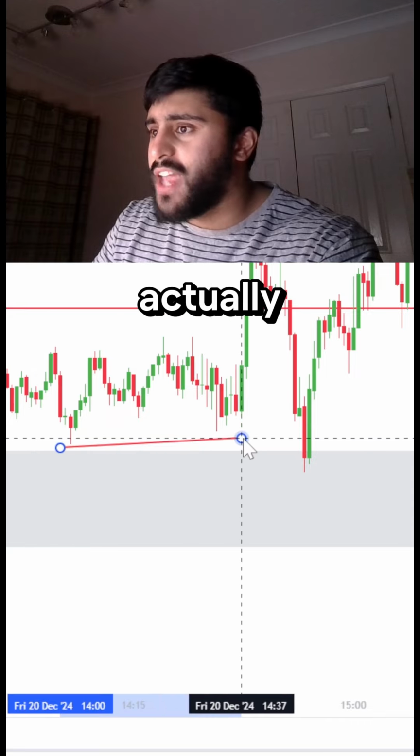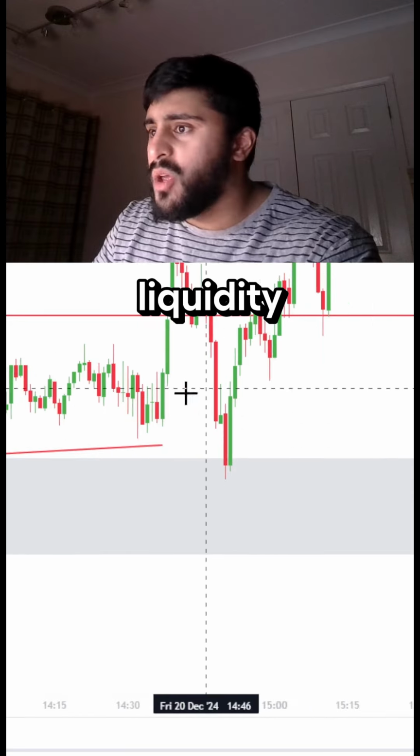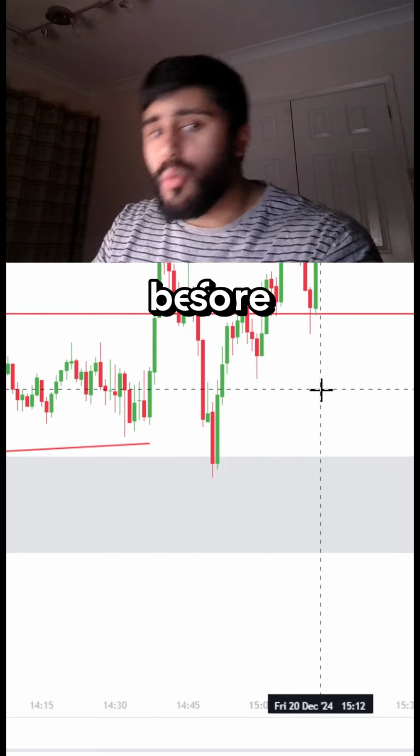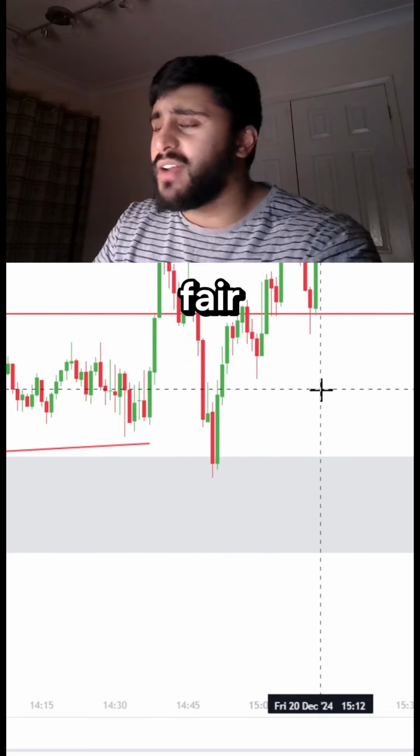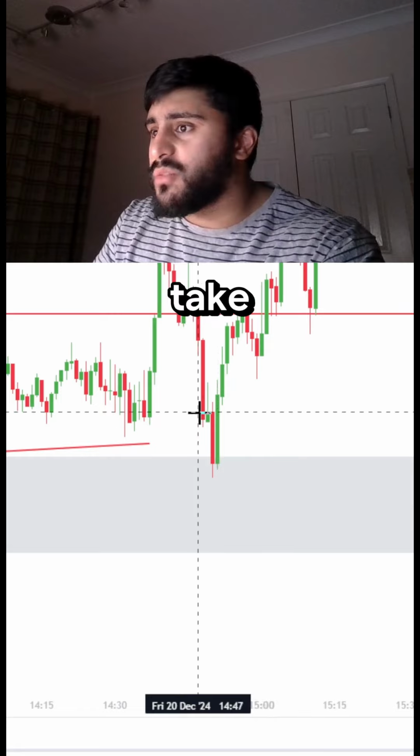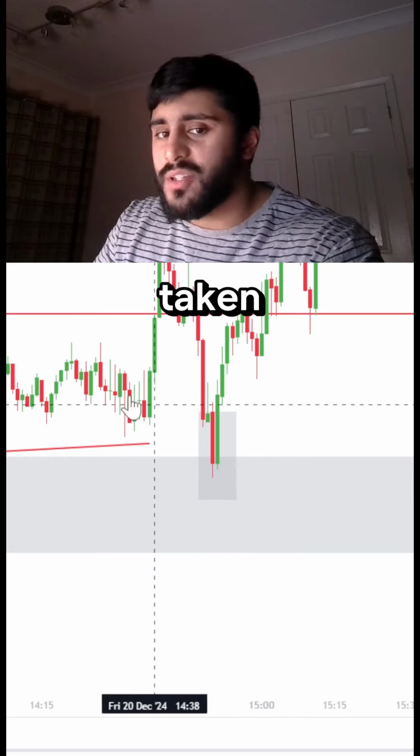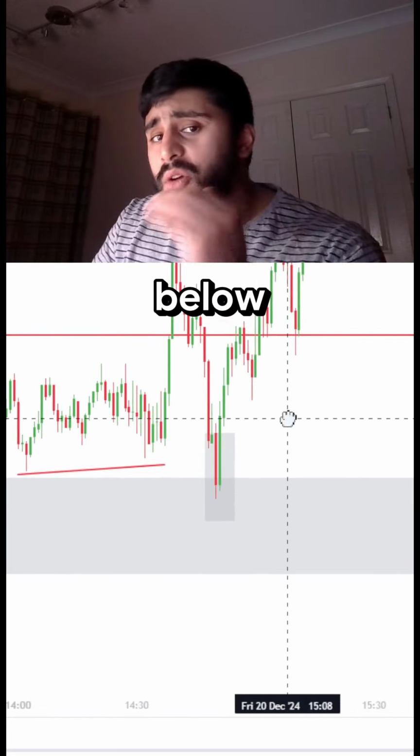So price actually engineers trendline liquidity before mitigating the fair value gap. What actually makes this a high probability fair value gap is the fact that yes, we've taken out sell side liquidity, but we're also below the daily opening, right?